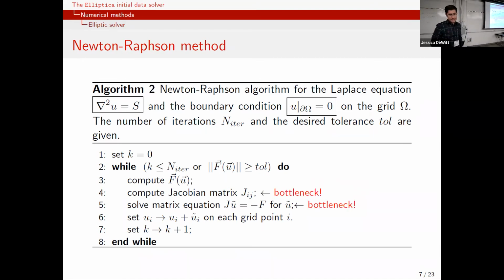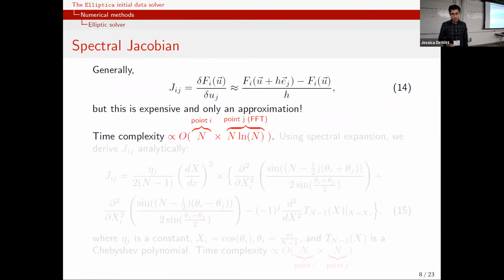However, this algorithm is expensive because if you want to compute this Jacobian matrix, or when you want to solve this matrix equation, a lot of resources are required. So the bottlenecks of this algorithm are steps 4 and 5. And to speed up these things, we have some solutions.